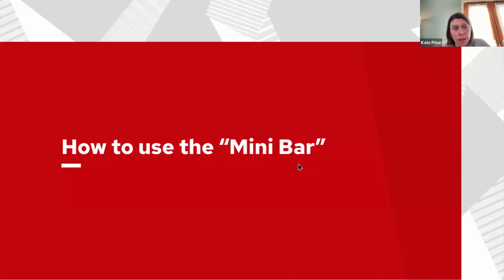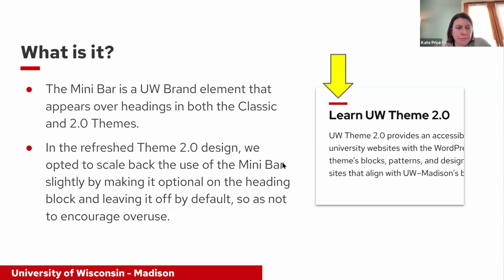All right, next up is how to use the heading minibar style. So what is it? The minibar is a UW brand element that appears over headings in both the Classic and 2.0 themes. It also appears other places in the UW brand universe, in print, and other channels. In the refreshed Theme 2.0 design, we opted to scale back the use of the minibar slightly by making it optional on the heading block and leaving it off by default so as not to encourage overuse.